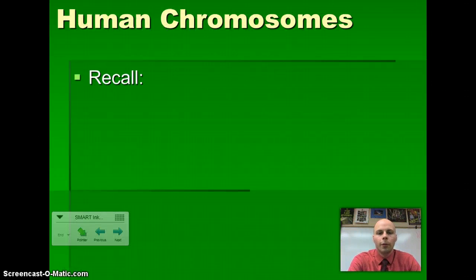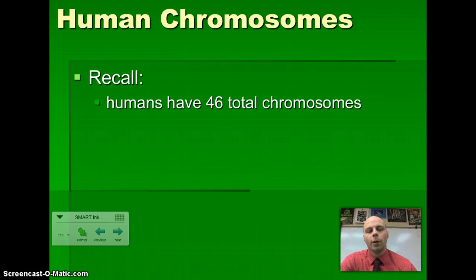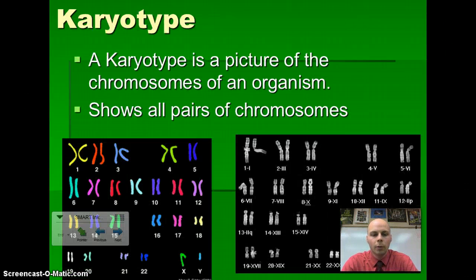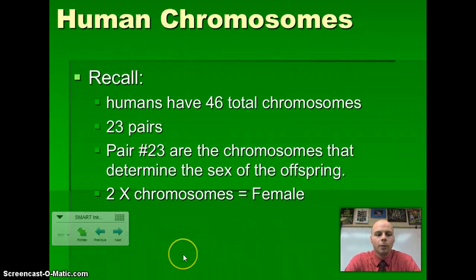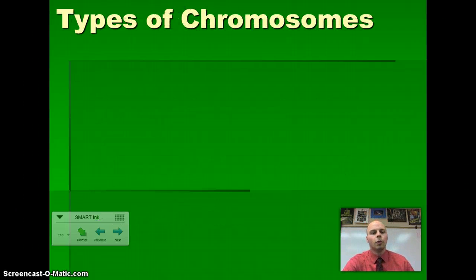Okay, quick review on human chromosomes. First thing is that humans have 46 total. Remember, we have 23 pairs in each of your cells. Pair number 23 is the sex chromosomes. If you look back to the previous one, our pair number 23 down here was our X and our Y. That's what determines the sex of the individual. Two X chromosomes create a female, and one X and one Y is the male individual. So we can see the difference between those two.